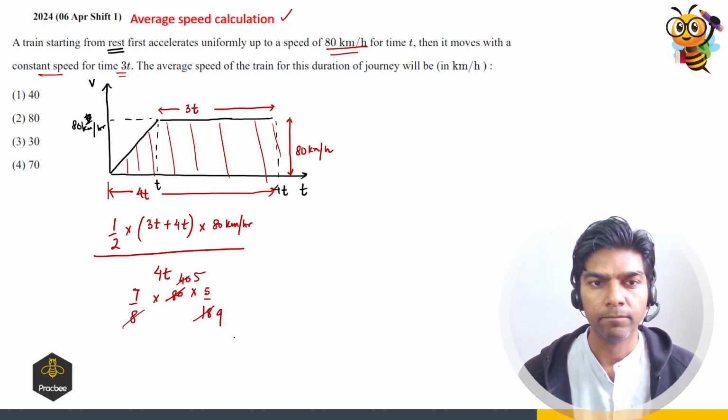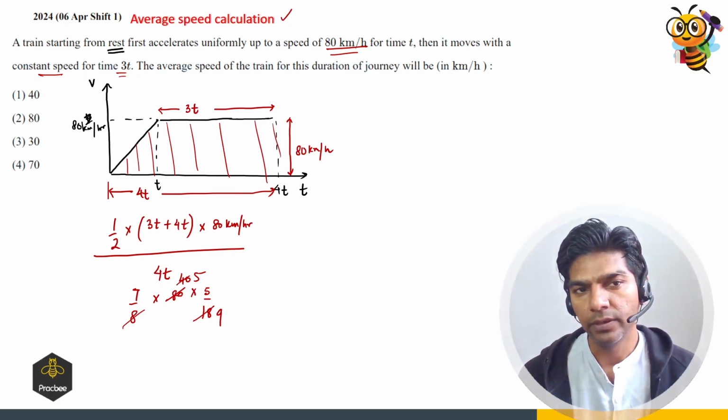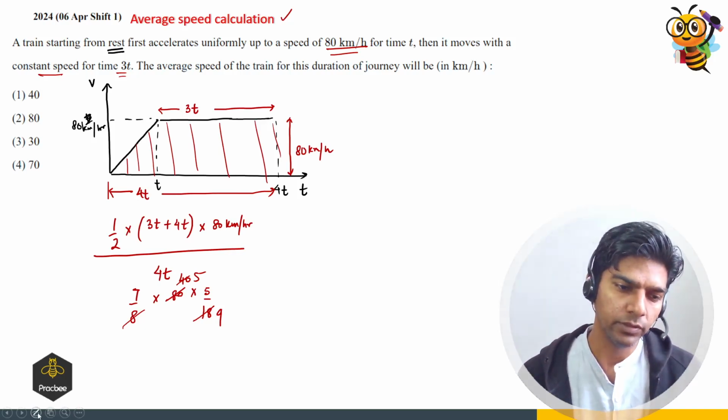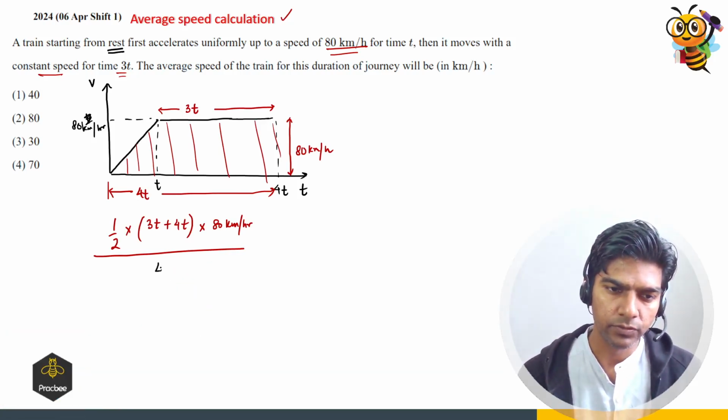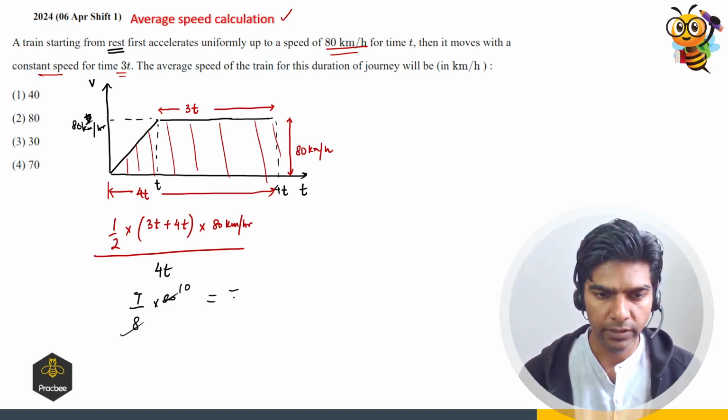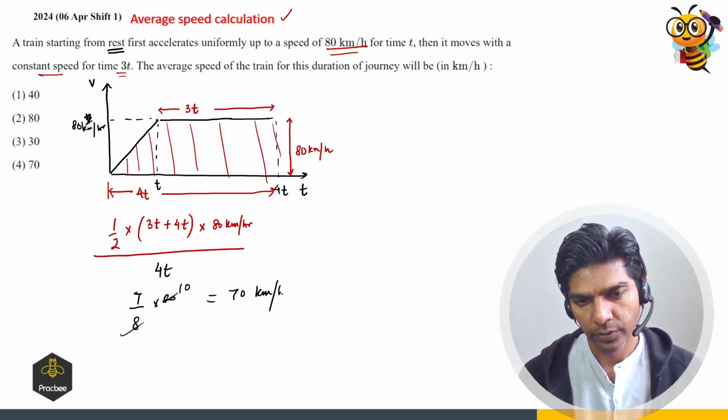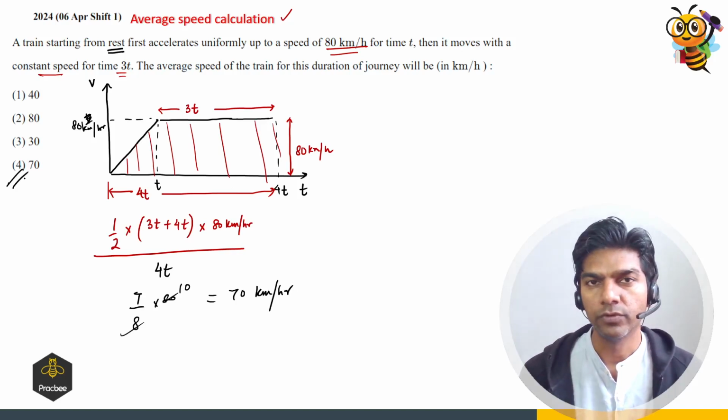Okay, we have to find the average speed in kilometers per hour, so no need to convert this into meters per second. We can directly get the answer. So it will be 7 by 8 times 80. So it comes out to be 70 kilometers per hour. So option 4 is the right answer.